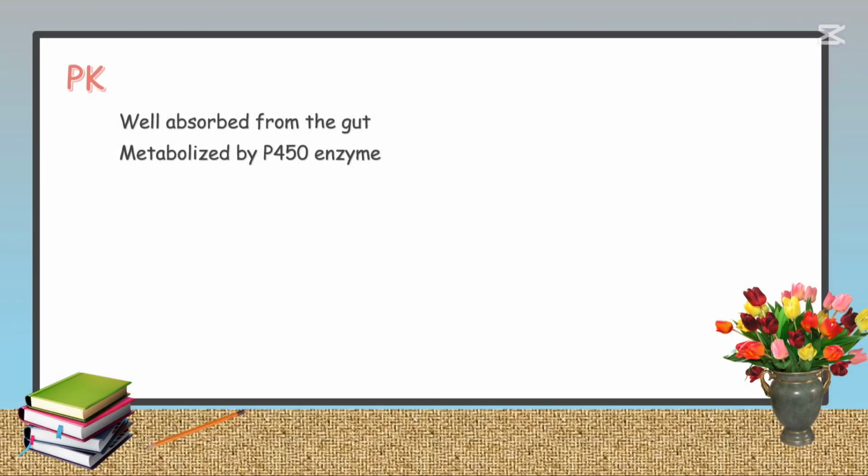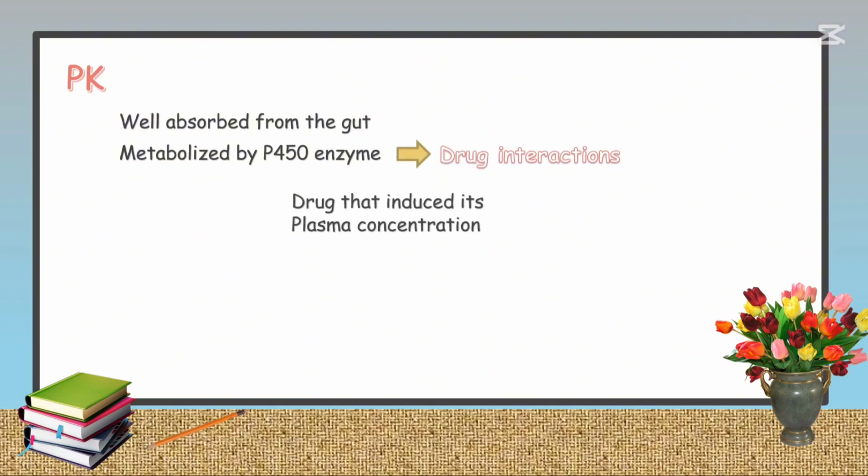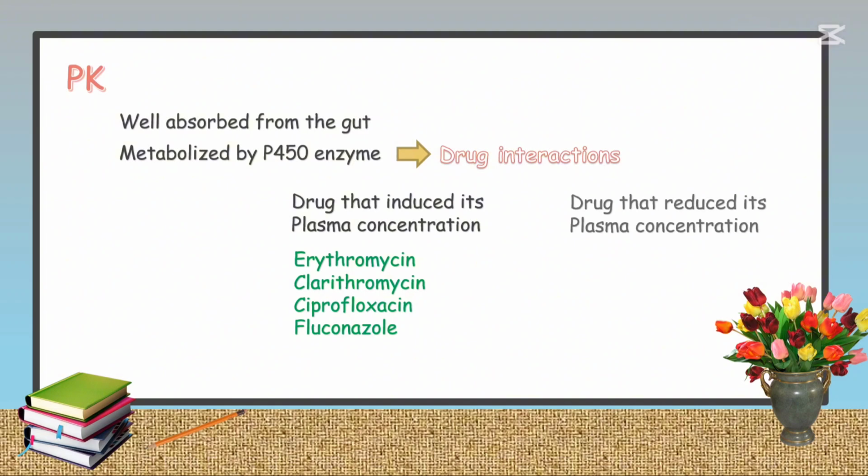Theophylline is well absorbed from the gastrointestinal tract. It is metabolized by the cytochrome P450 system in the liver, which is influenced by many unwanted drug interactions. Its plasma concentration is increased by drugs that inhibit P450 enzyme, such as erythromycin, clarithromycin, ciprofloxacin, and fluconazole. Its plasma concentration is decreased by drugs that induce P450 enzyme, including rifampicin, phenobarbital, phenytoin, and carbamazepine.